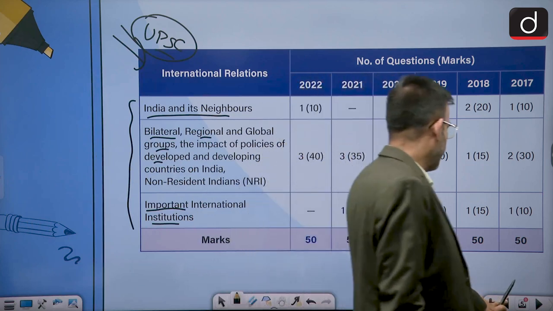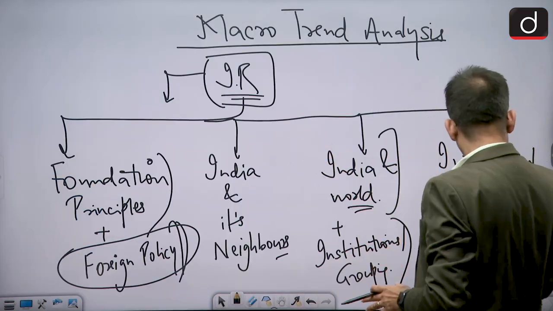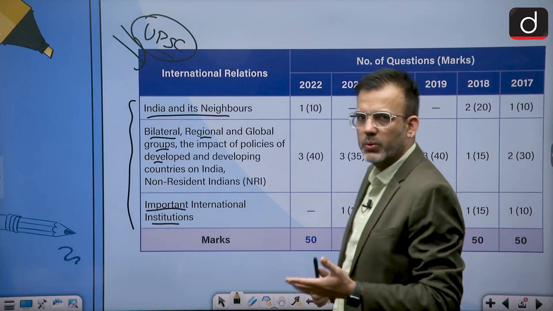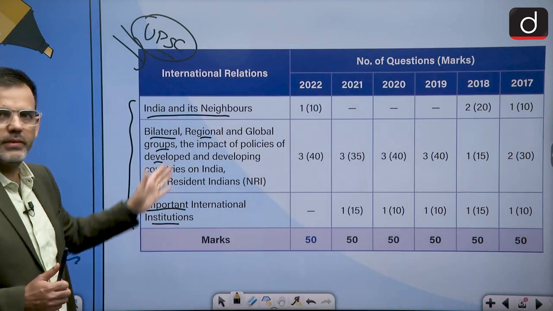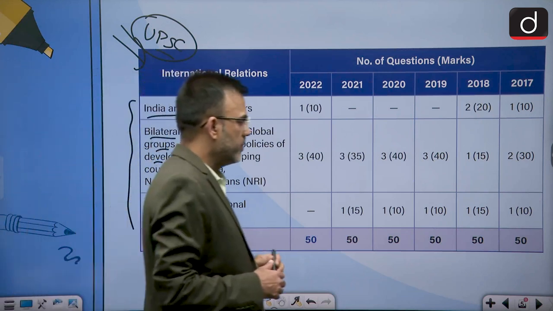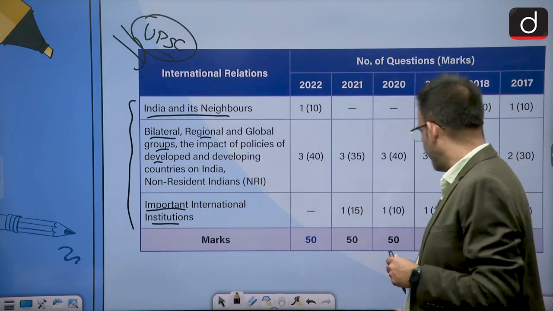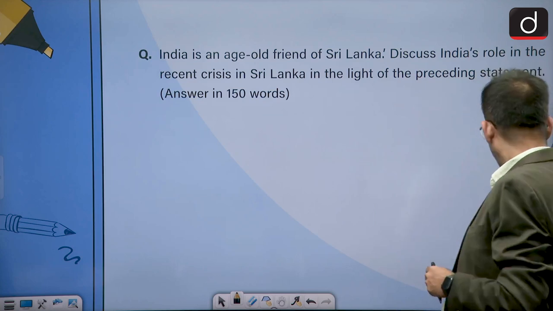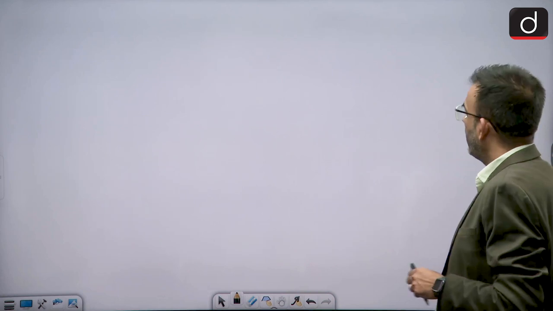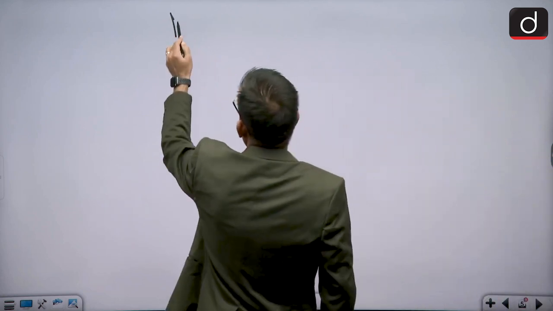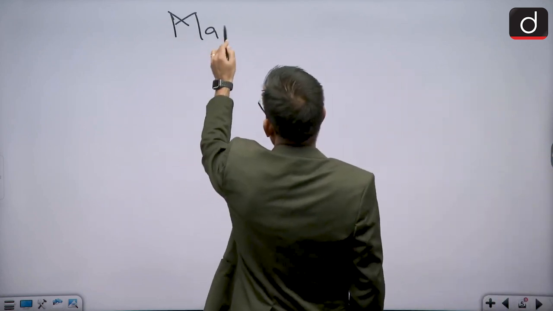I have made it simple for you because it's especially for new students, new candidates. It's difficult to understand this jargon. So, if we want to simplify, we can understand the whole thing in these four aspects. Fine. Now, let us move further in analyzing the trend of this exam.